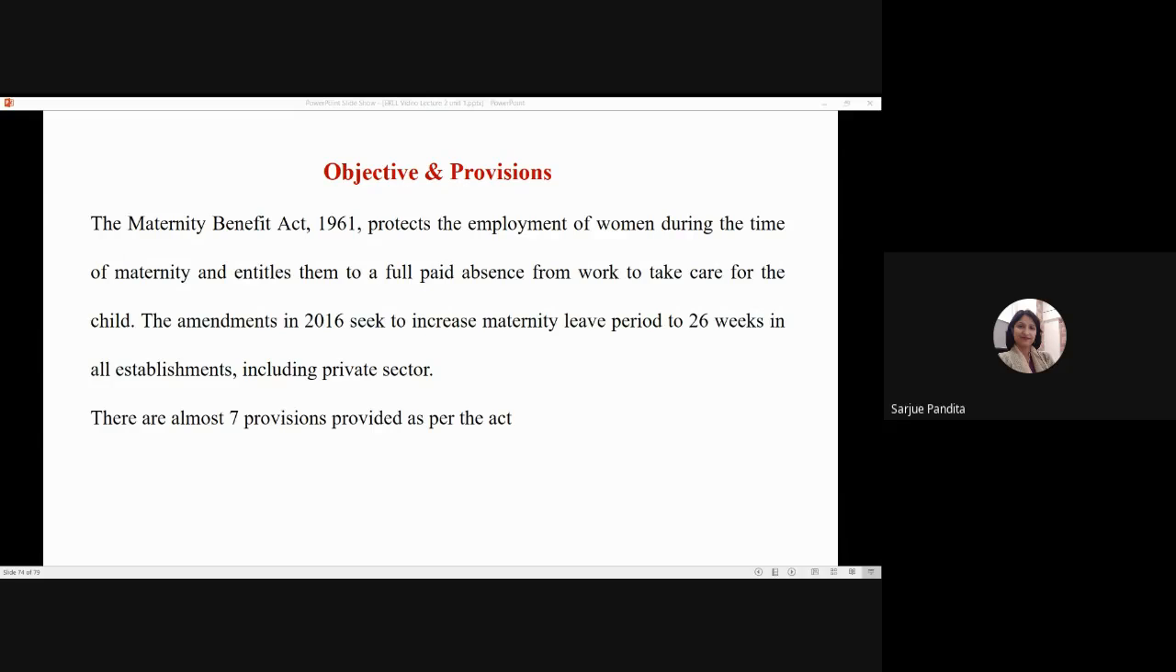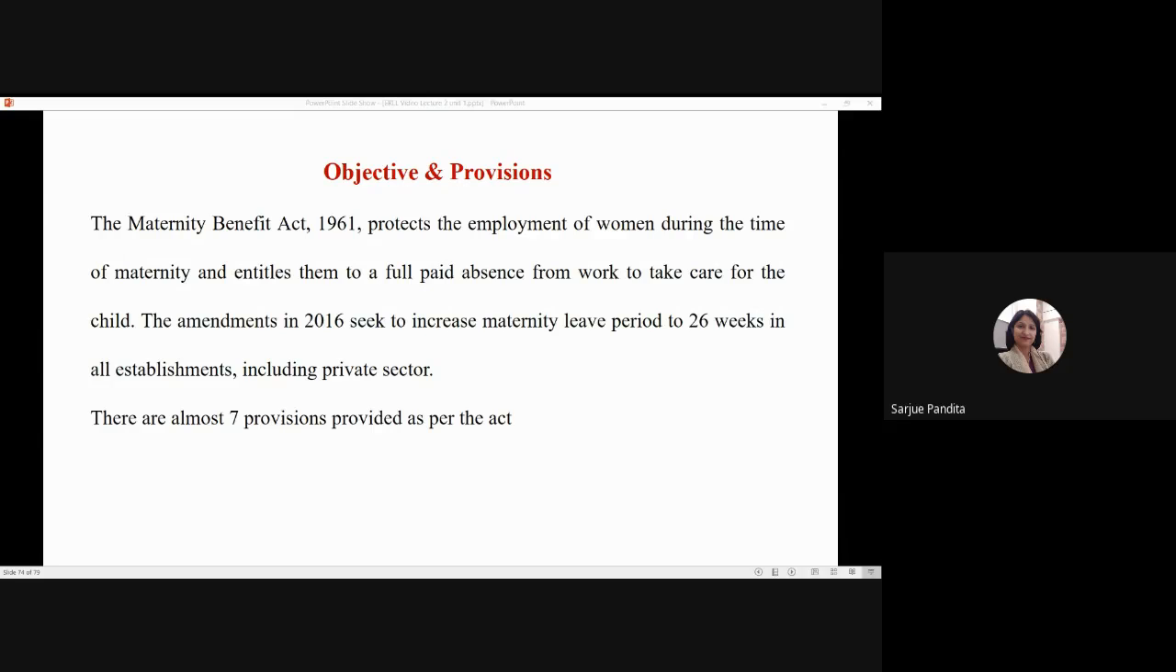The average daily wage here means the average of the wages payable to her for the days on which she has worked during the period of 3 calendar months. 3 calendar months means 90 days, immediately preceding the date from which she is remaining absent on account of maternity.